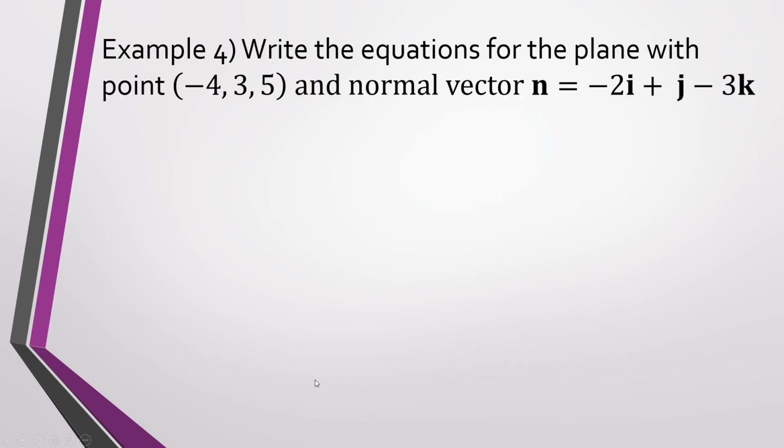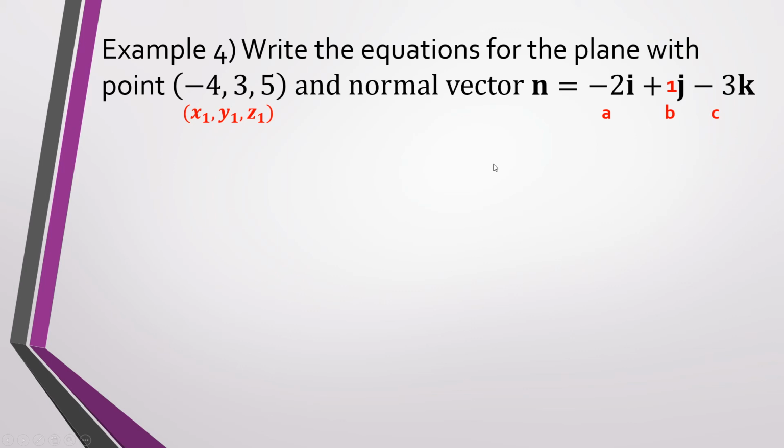So in example 4, we're going to write the equations, both the standard form and the general form, for the plane with a point -4, 3, 5, and a normal vector n is equal to -2i plus j minus 3k. So our point gives us our x sub 1, our y sub 1, our z sub 1. Our vector gives us our a, b, and c. And since j can be written with a 1 in front of it, we know that's 1 for our b value.